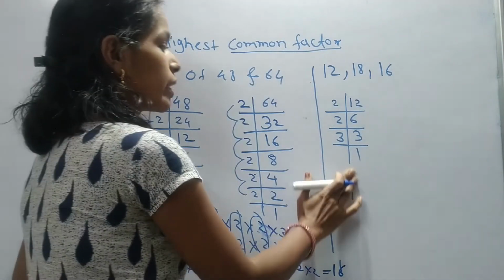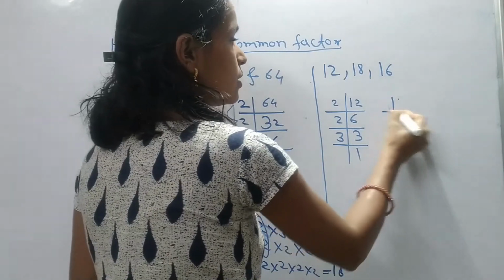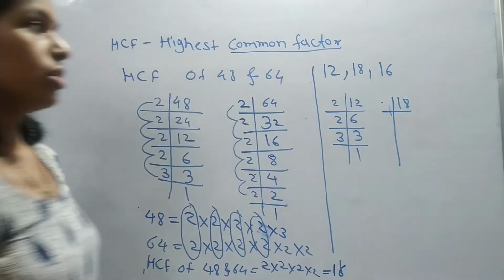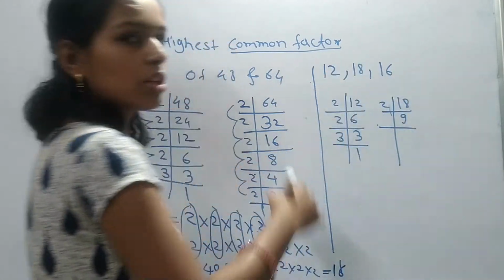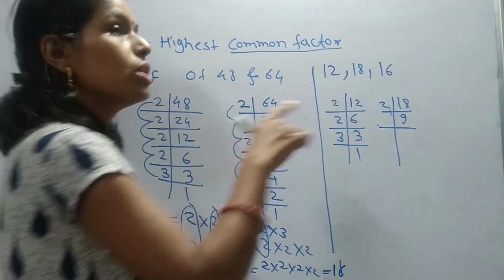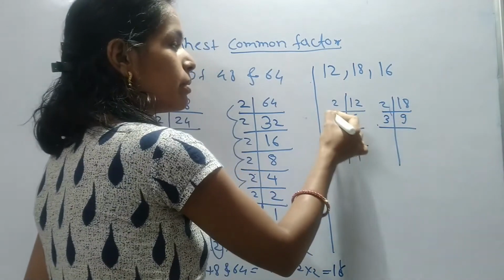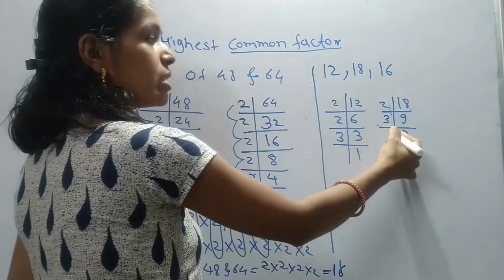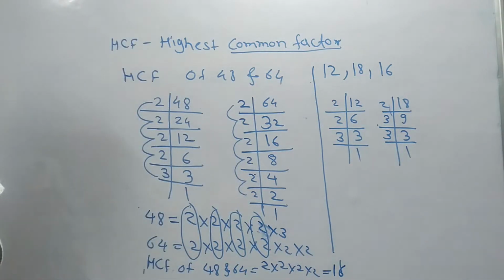Okay, now let's factorize 18. We know that 18 is an even number, so it is divisible by 2. 2 9s are 18. 9 is not an even number, so it is not divisible by 2. So let's divide it by another prime number, that is 3. We want only prime numbers on this side. Then 3 3s are 9. 3 is a prime number, divisible by itself only. So these are the prime factors of 18.